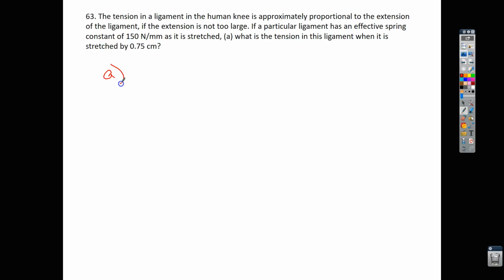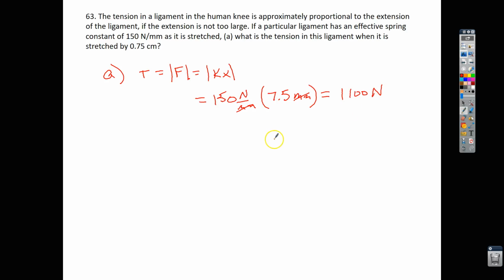So to find the tension in the ligament, tension is a force, so we're going to just say the absolute value of the force, and that's equal to the absolute value of K times X. That way we're not dealing with negatives here. Our K value they gave us was 150 newtons for every millimeter of stretch, since we're dealing with the knee and there's not a big extension here. We need to convert the 0.75 centimeters to millimeters. We just move the decimal place over 1, and so that's 7.5 millimeters. And now our millimeters cross off and we're left with 1,100 newtons. So that's pretty big tension.